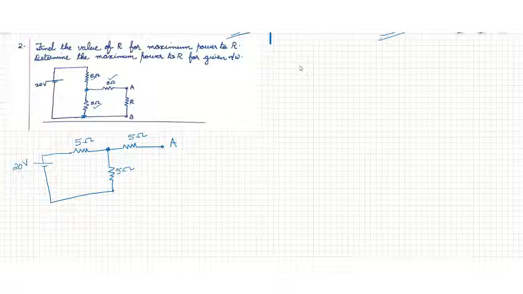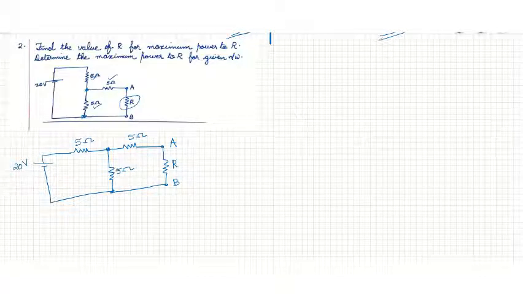Then from A, we are having the resistor R. Okay, R is drawn. Second terminal of R is B. B is connected to here, to the negative of 20 volts. So the circuit can be redrawn like this.